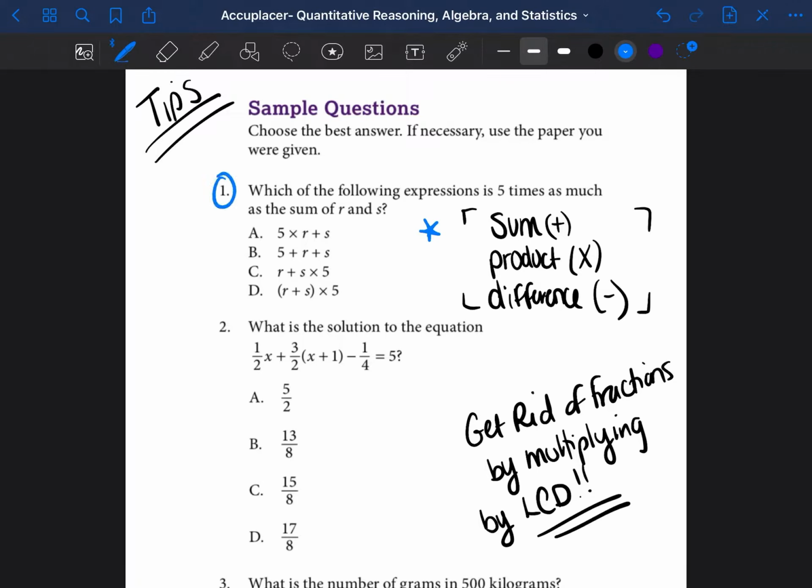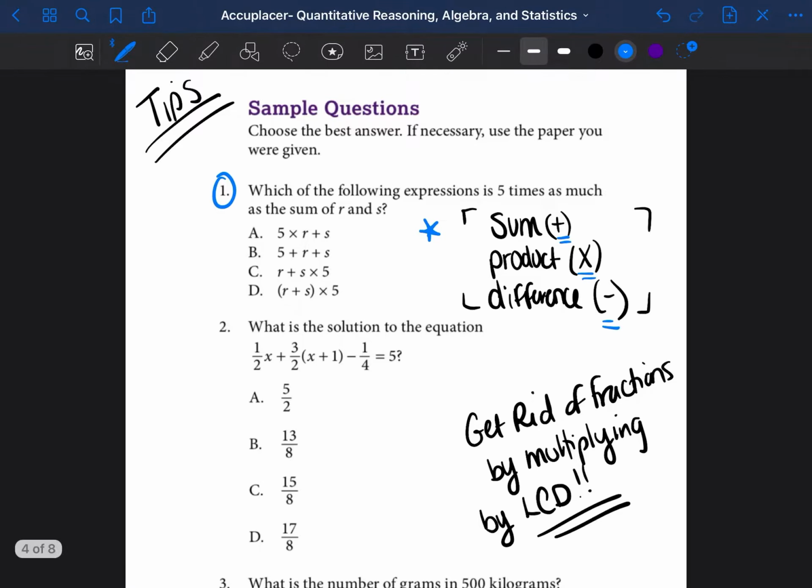So this first question we went over, we understood that in order to answer these types of problems, we need to understand math language. So if we're reading a word problem, it says sum, that means we're adding. If it says product, that means we're multiplying. And if it says the difference, that means we're subtracting. We just have to make sure that we put things in the proper order, and then we'll be able to solve and find the answer. If you have any questions about what I mean, the full breakdown and full explanation is found in my previous video.